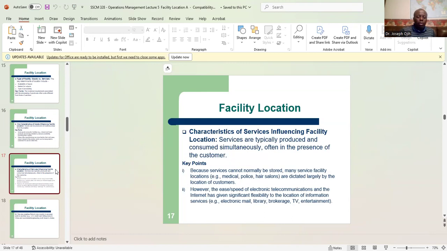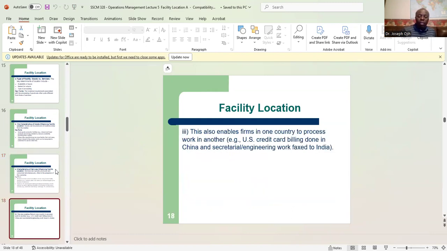But for services, it is easier. There is one property that has to do with the ease and speed of electronic telecommunications and the internet. It has brought even more flexibility to services and the location of the place where they can be received. It helps firms in one country, when it comes to location, to process work in another. For example, US credit card billing done in China. I'm not sure they do it in China, but I know that many businesses outsource part of their operations that involve things like payroll, overtime, and so on.